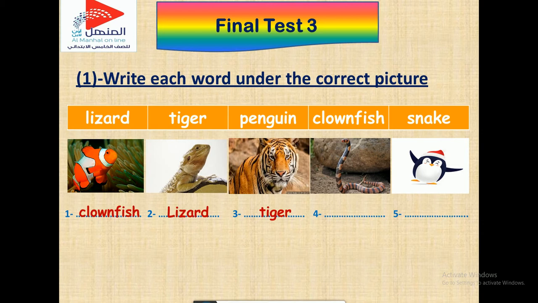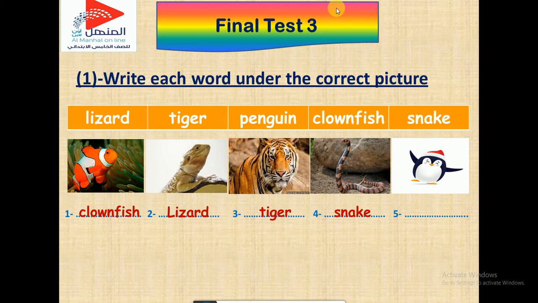Number 4, all of us know that animal, and it's one of the reptiles too. It has many kinds, and you can find it in the desert or forest. It has colorful skin, and it has scales on the skin. It's one of the reptiles. It's a snake.